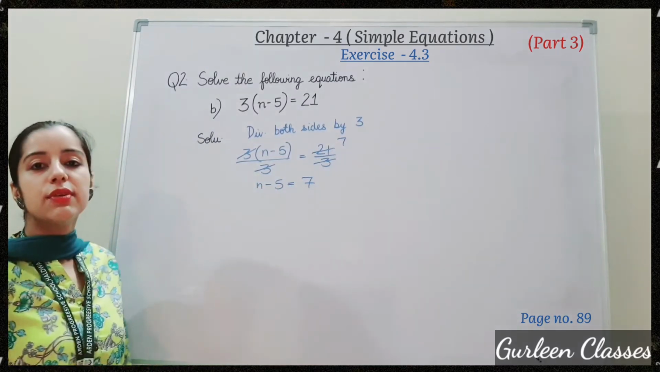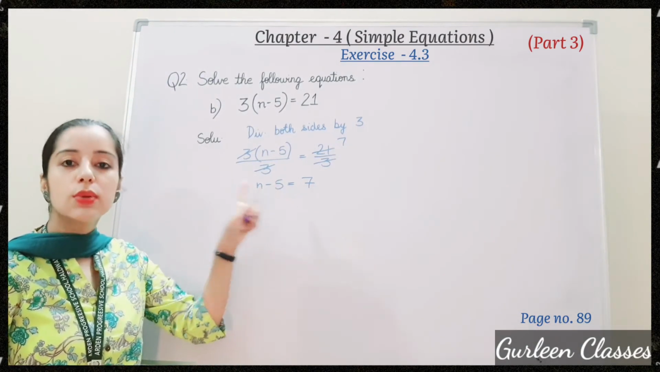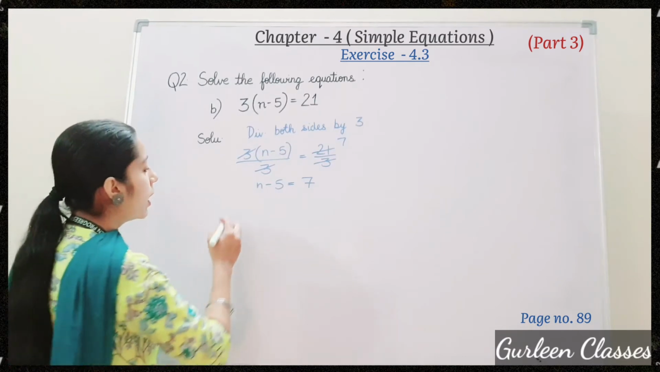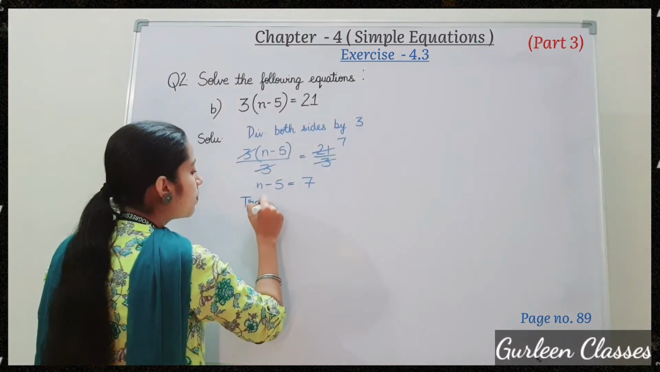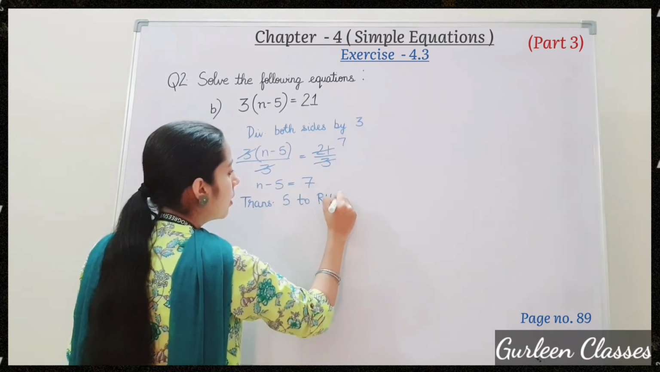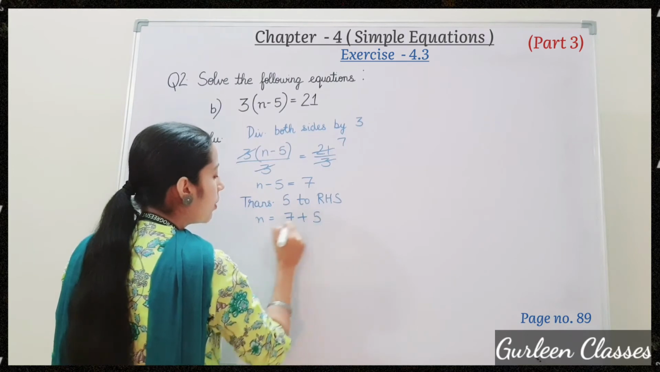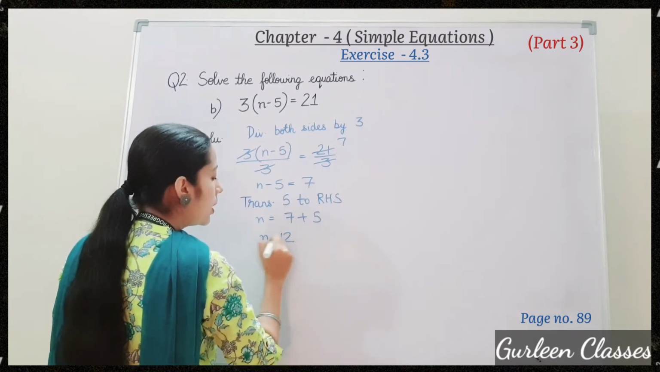So next step is we have to transpose 5 to RHS. It is minus, so now it will become plus. So right here, transpose 5 to RHS. n is equal to 7 plus 5. So n is equal to 12.